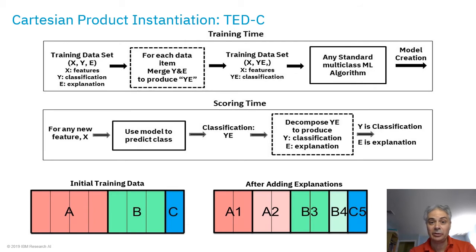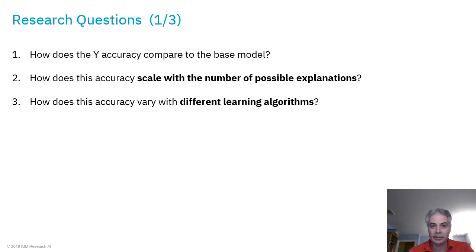The initial paper showed the technique to be promising for predicting Y and E, but left many questions. This work addresses some of these questions. First, since we are changing a binary classification problem into a multi-class one, how does this impact the predictiveness of Y? Next, what happens when we increase the number of explanations, i.e. the number of classes in the problem? How does the accuracy affect it? And finally, since the framework can use any multi-class algorithm, does the performance differ for different algorithms?